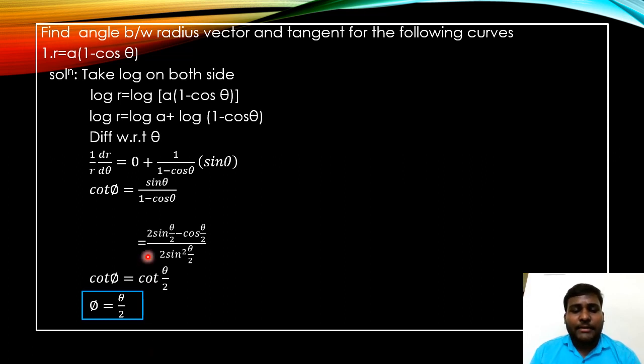2 sine theta by 2 cos theta by 2 over 2 sine square theta by 2, where we are going to cancel sine and 2 to get cot phi is equal to cot theta by 2, where the cot and cot are cancelled. Let me cancel it for you. We are going to get phi is equal to theta by 2.